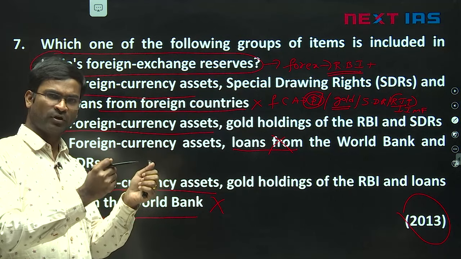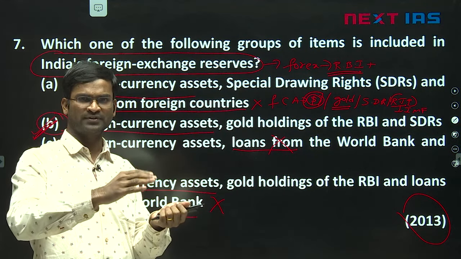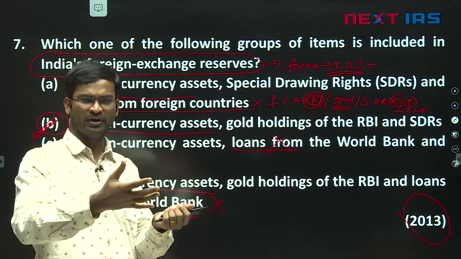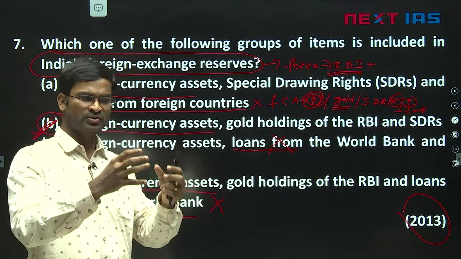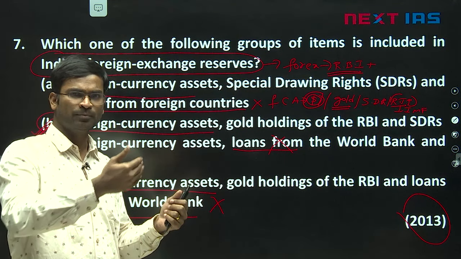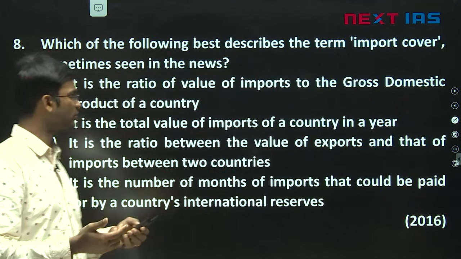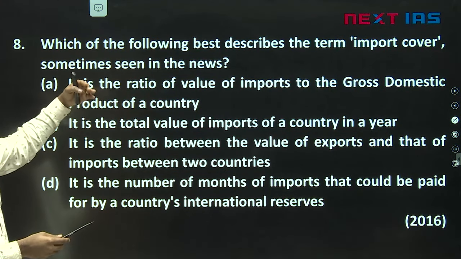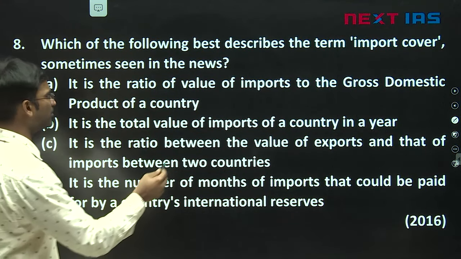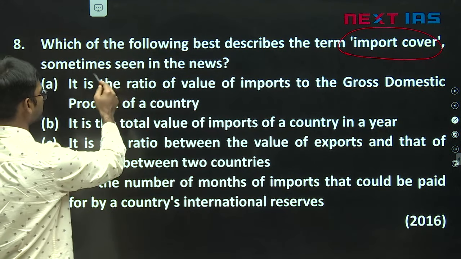Now when we see the forex, how much forex do we have right now? You see in the newspaper, $600 billion, $620 billion, $590 billion. So by using this money, how many months can we import? That is called import cover. Now look at the next question. Which of the following best describes the term import cover? Import cover is sometimes seen in the newspapers.